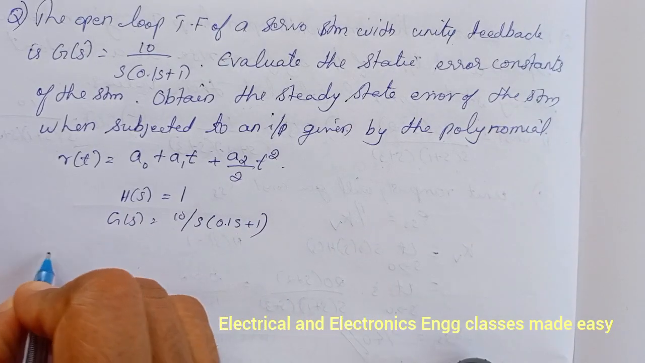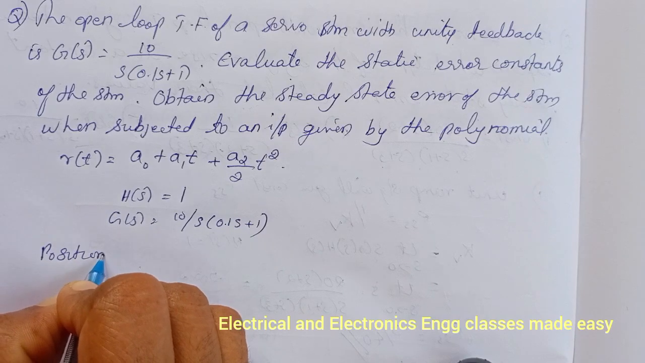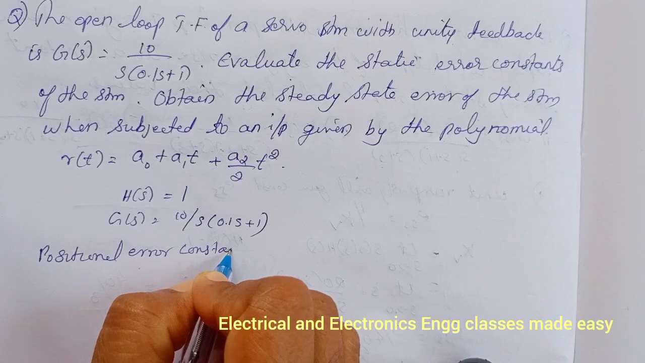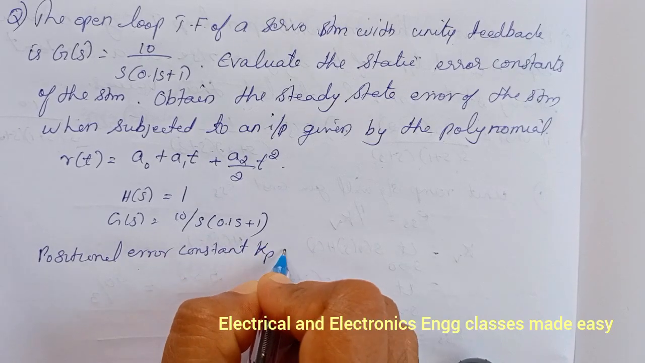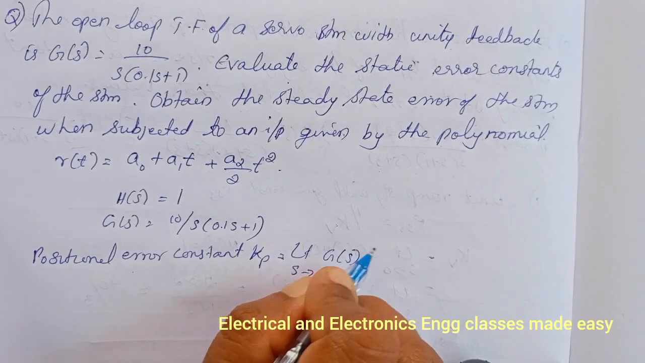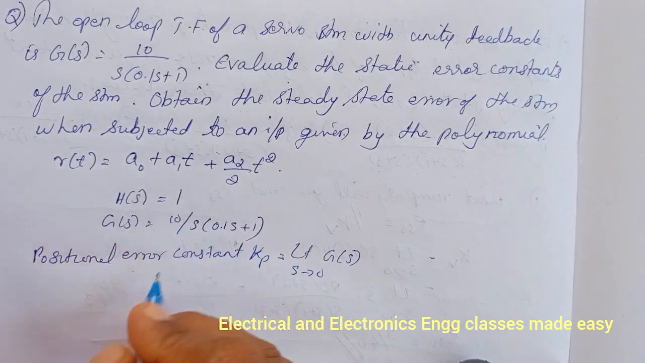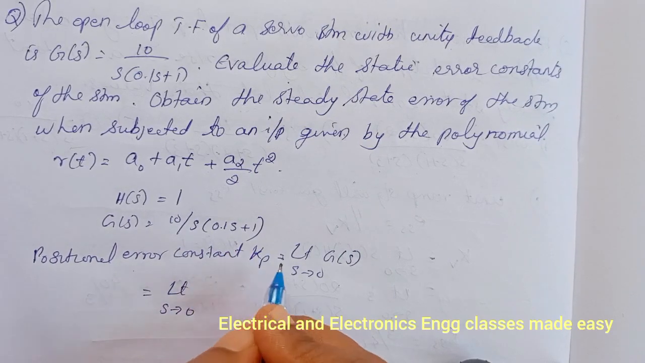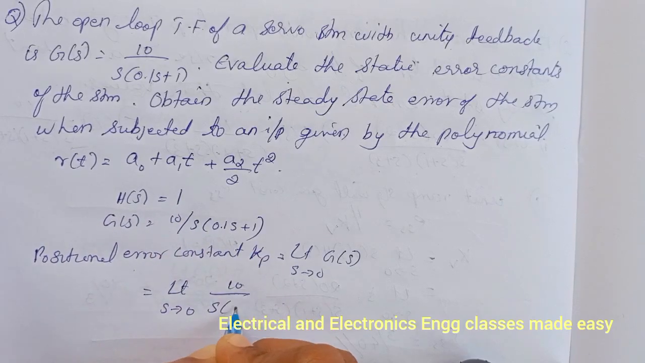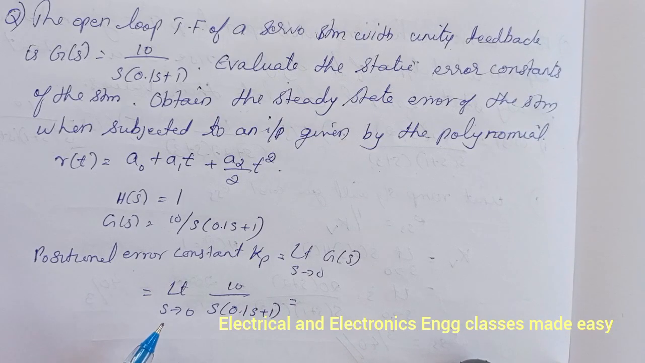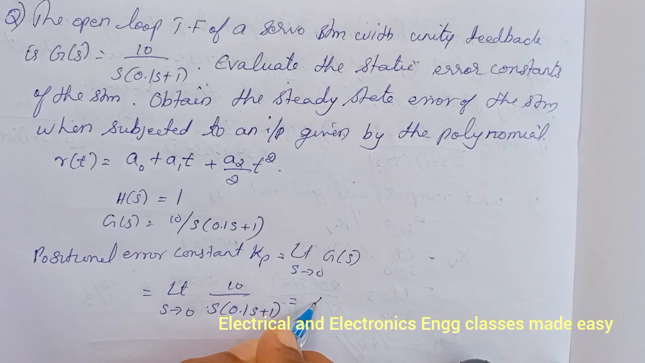Now positional error constant Kp is equal to limit s tends to 0 of G(s) H(s). H(s) is 1. So we can write limit s tends to 0 of 10 / (s(0.1s + 1)). While applying the limit s tends to 0, we get 10 by 0, that is infinity.